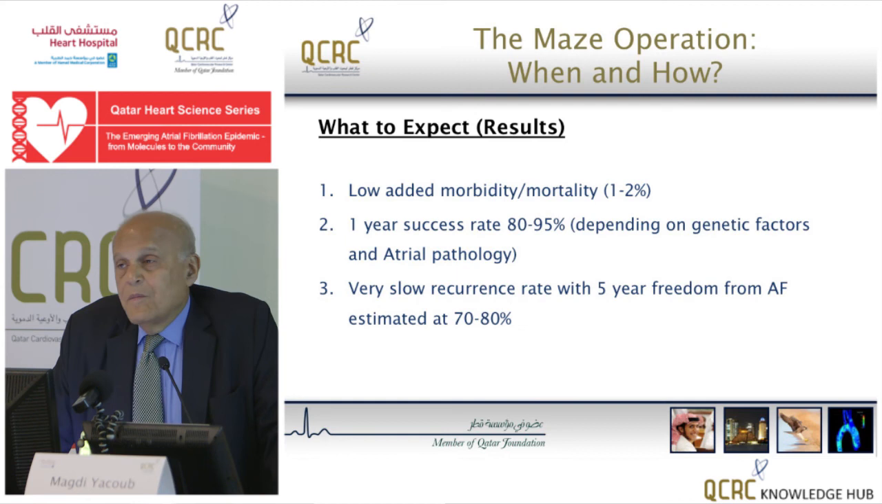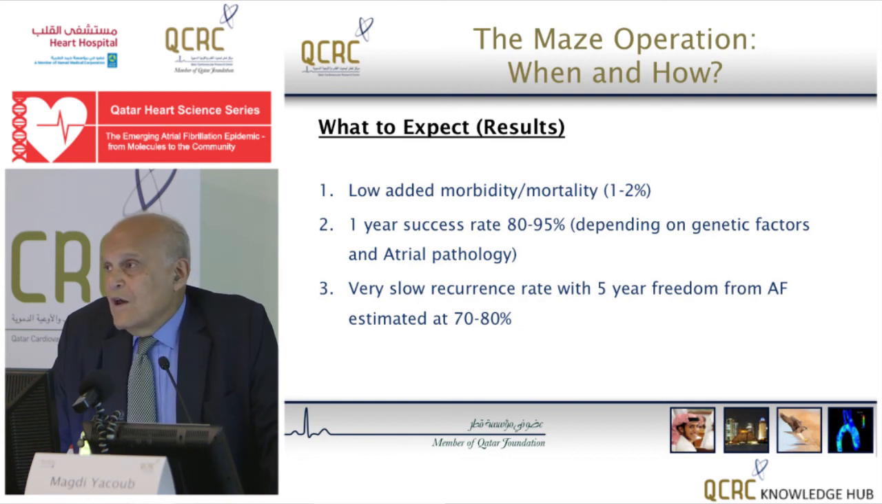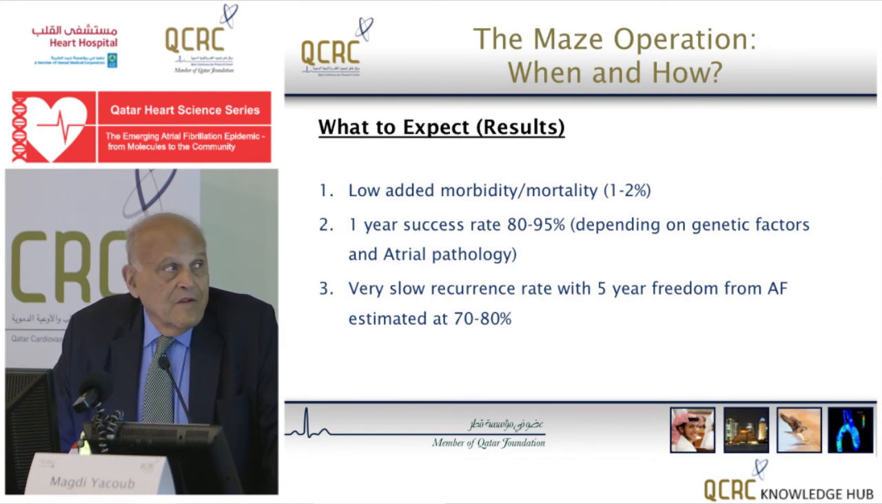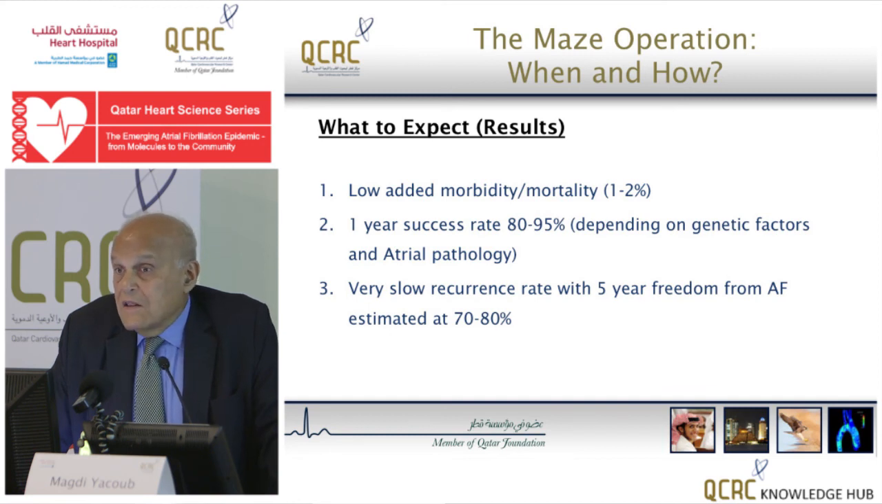depending obviously on the patients and what we were talking about, having a score like what Sabine was suggesting. There are many factors, obviously. And the interesting thing is that the result is maintained and there is a very slow recurrence rate with a 5-year expected freedom from recurrence of around 70 to 80%. Again, that's quite high.